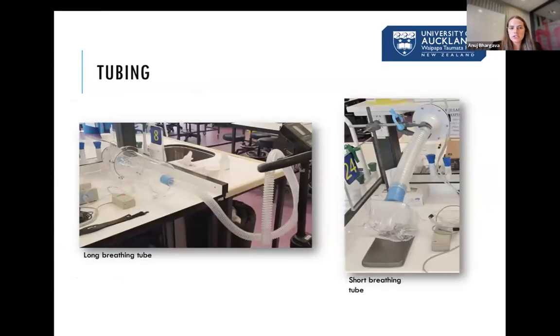And then just onto the tubing, we have two different types of tubing. We use the long and short tubing. The short tubing is used for only the flow head setups, and the longer tubing is used for the chamber setups. The longer tubing is required as the students use it while they're on the bike, so this just gives them more freedom to move around. And the dead space should also be considered when using the longer tubing in relation to the participant size.